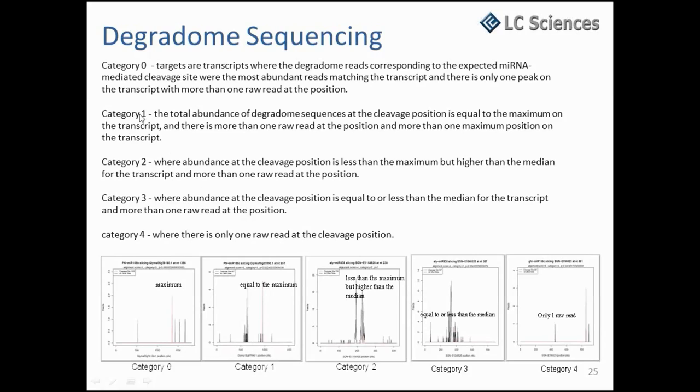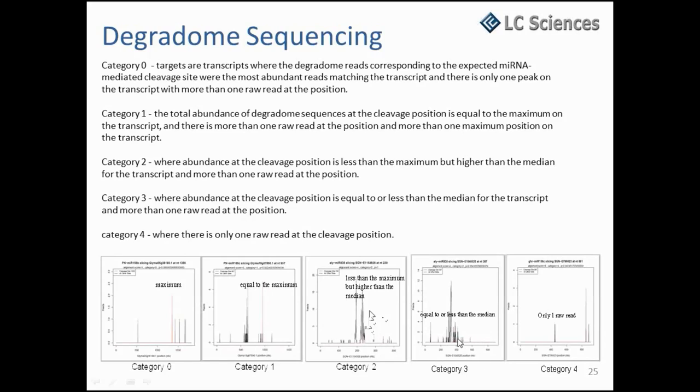And category one is that two equal maximum reads are found at two locations, but the one was identified as a microRNA messenger RNA pair. And category two is that the identified target messenger RNA degradation read is not the maximum read on this messenger RNA, but it has higher abundance than average.